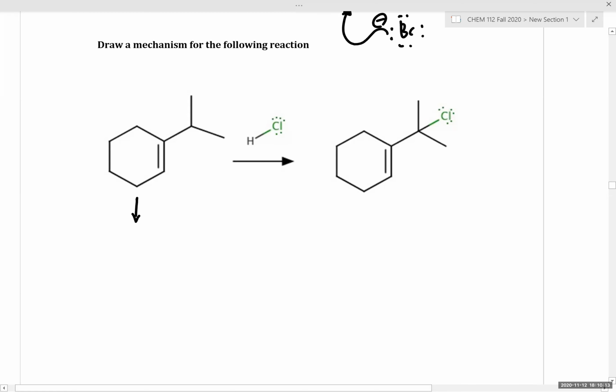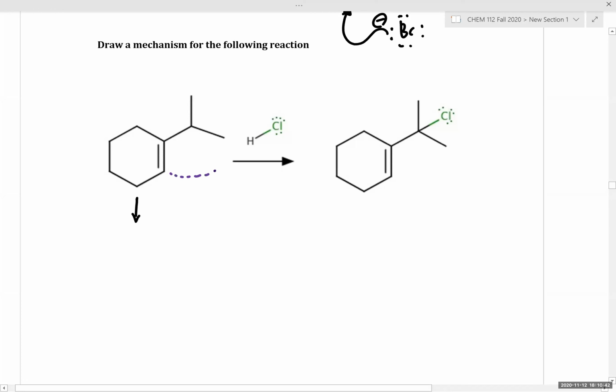What was the first step that we drew in the previous mechanism? You can type it in the chat or you can draw it using the annotate tool. I really want to see that students are comfortable drawing mechanisms out. So we have in the chat, I see proton abstraction. Okay. So I have a question for you then.